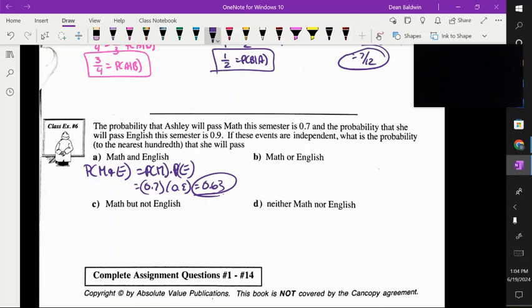All right, math or English. Is this number going to be higher or lower? Should be higher, right? Because it's one or the other. Are they mutually exclusive events? No, because you can pass both, right? Which is what we just saw here.